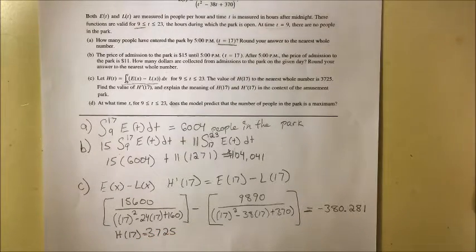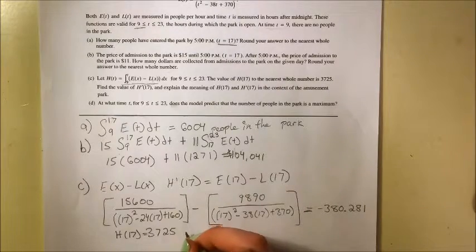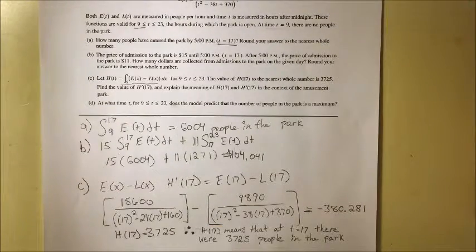Now, to get that second point, we need to write an explanation of what this means, so we can say something like this. We can tell that h of 17 means that at time t equals 17, there are 3,725 people in the park. Now we already know the value that is generated by plugging 17 into the derivative of h, but now we just need to give a definition to what that means.